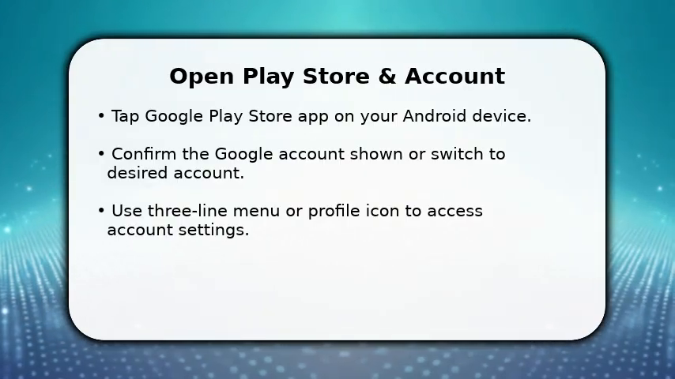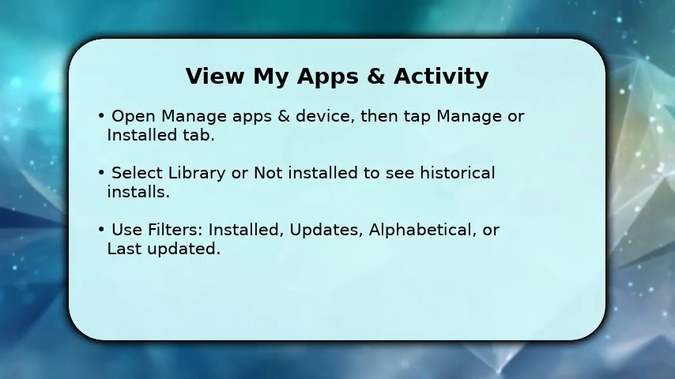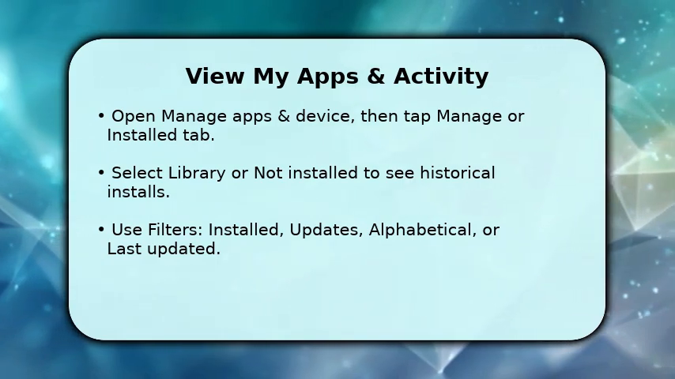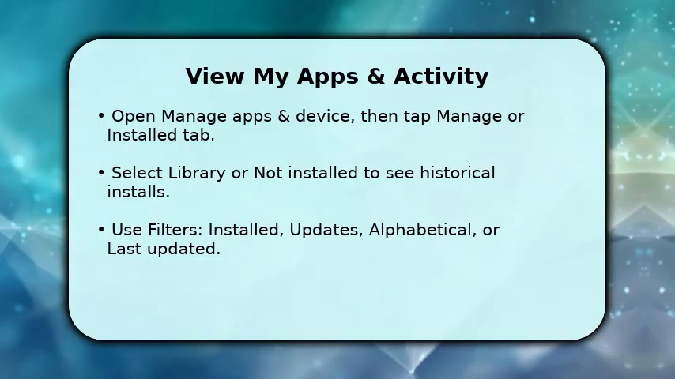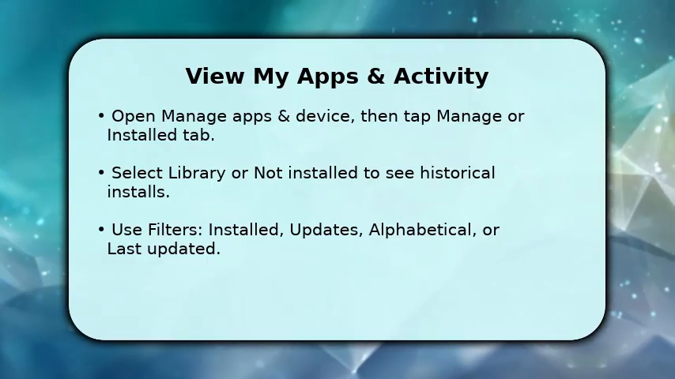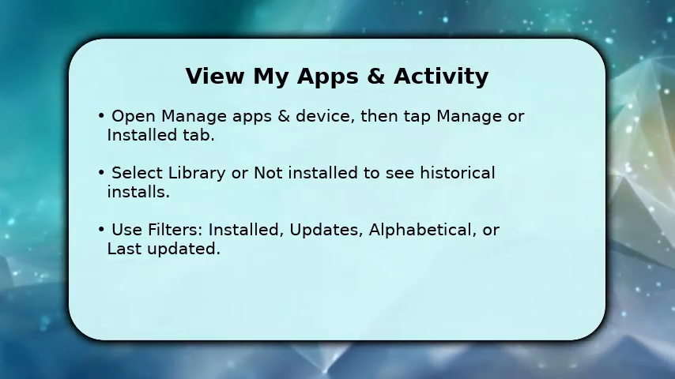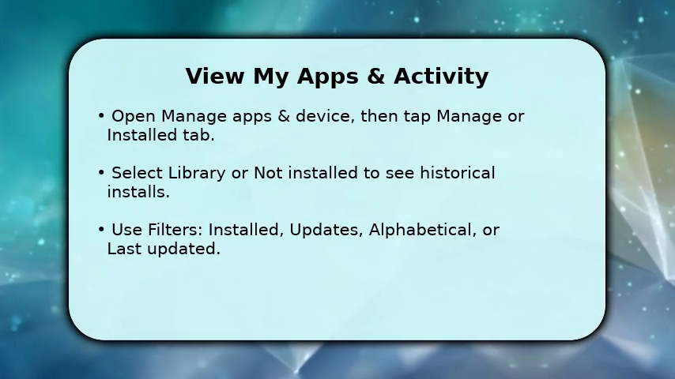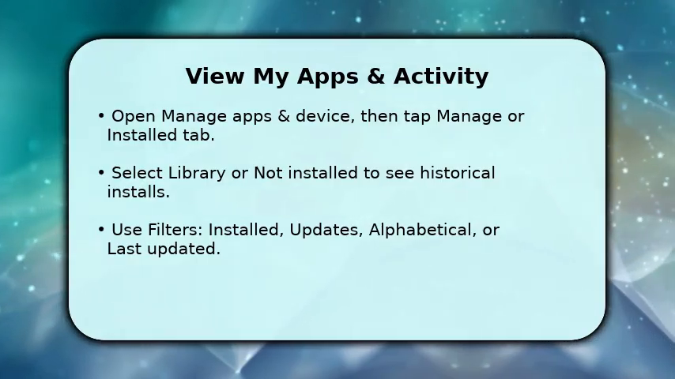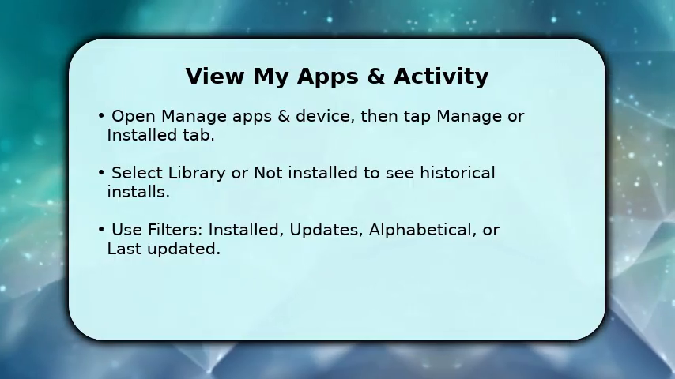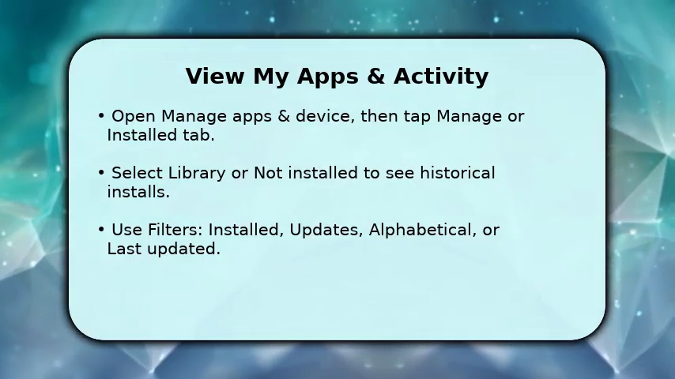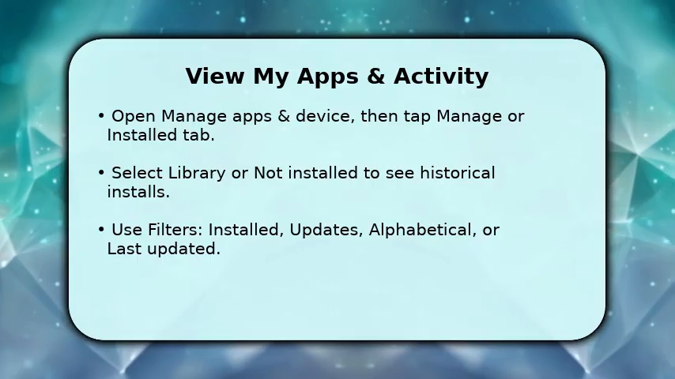confusion later. Once done, tap Manage Apps and Device, then choose Manage or the Installed/Library tabs to see current and past apps associated with that account. You'll often find a Library or Not Installed section that lists apps you once downloaded but removed. This is your historical log. Make sure to use filters and sort options, Installed, Not Installed, Alphabetical, or Last Updated, because they reveal different slices of your activity. If you need purchase receipts, check Payments and Subscriptions next.